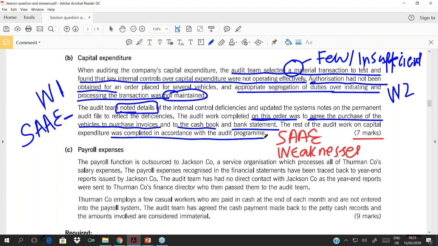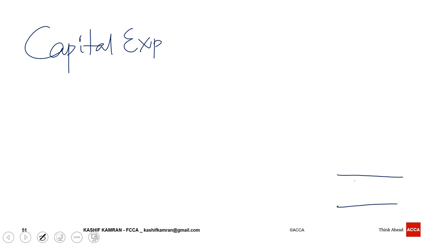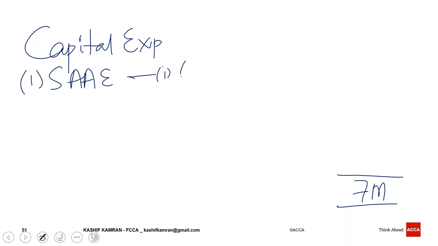So let's do one final exercise. If I look at the capital expenditure, the one we were just doing, and the capital expenditure has how many marks? 7. So what is the first thing I have to do? Sufficient, appropriate audit evidence. How many times do I criticize the sufficiency? Number 1, I criticize the sufficiency because I just took 1 sample. So 1 sample means 1 mark to write.